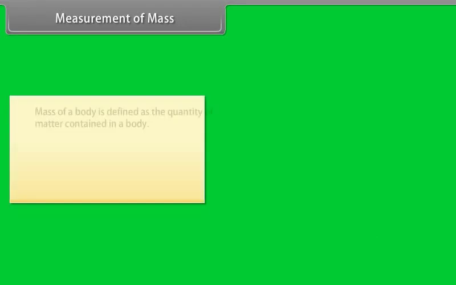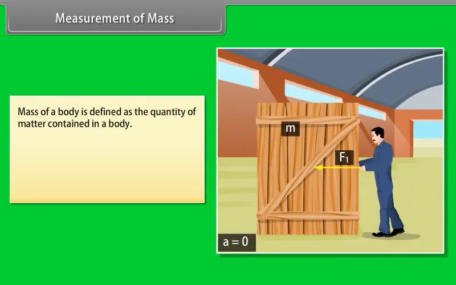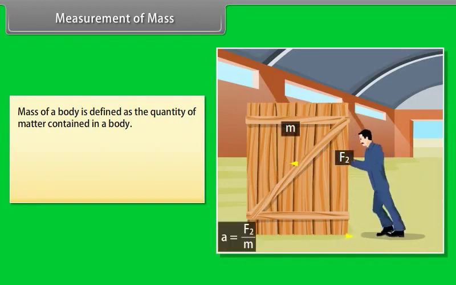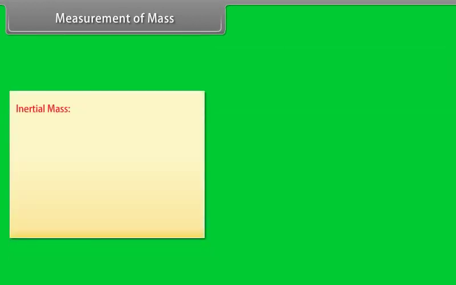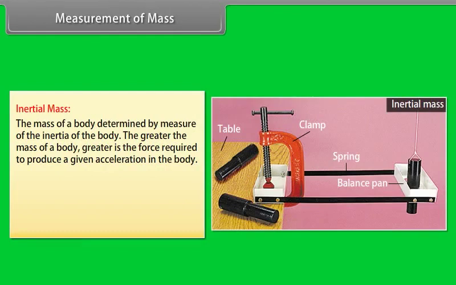Measurement of mass. Mass of a body is defined as the quantity of matter contained in a body. There are 2 important physical quantities related to mass of a body. These quantities are inertial mass and gravitational mass. Inertial mass. The mass of the body is determined by a measure of the inertia of the body. The greater the mass of a body, the greater is the force required to produce a given acceleration in the body. F is equal to ma or m is equal to F upon a.